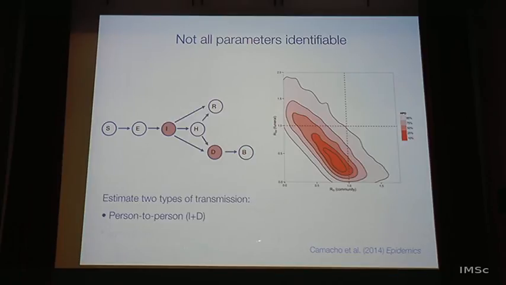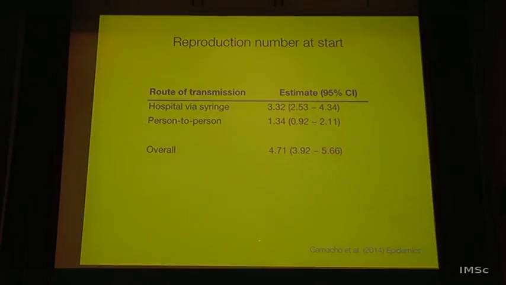Anyway, what we did is that we grouped these two estimates into a single estimate because they were correlated, and we call it the person-to-person reproduction number. On the opposite, the syringe, the hospital transmission, was separate, so it was possible to estimate it precisely. So let's have a look at those estimates.